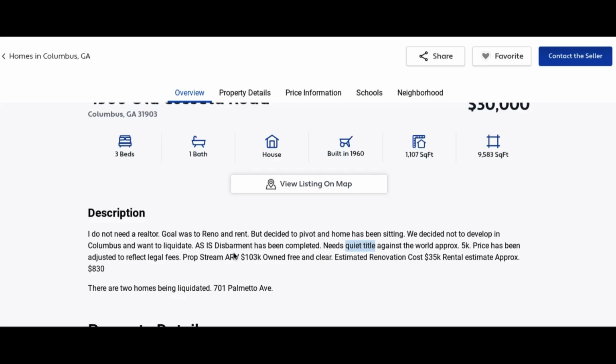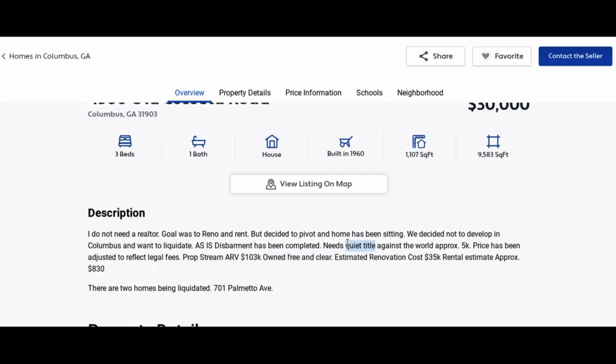All right. They're saying PropStream has it at 103. Now, full disclosure, I've never used PropStream. I don't know how capable that software is. It may be right, may be wrong. I don't know, but we're going to use that as our baseline, right? So they're saying 103. Now, remember quiet title, it's saying own free and clear.